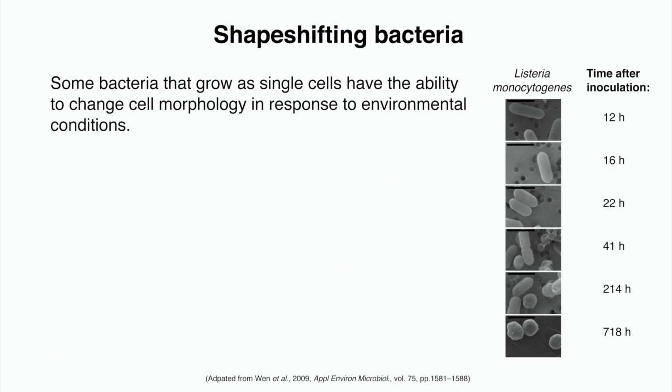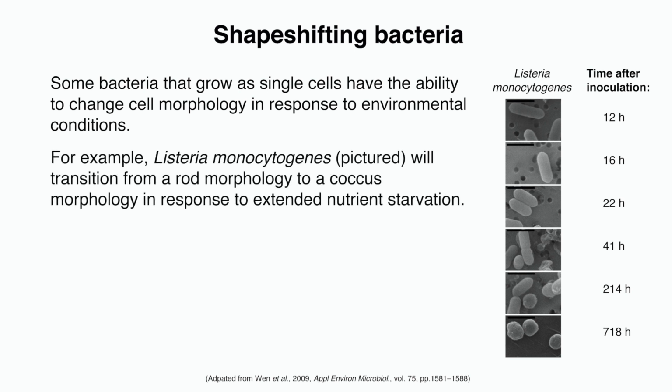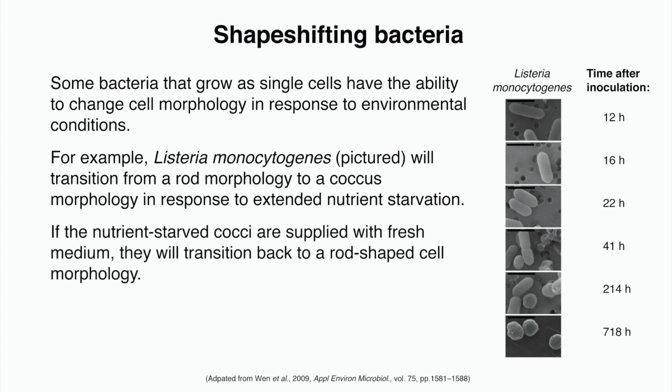Some bacteria that grow as single cells have the ability to change cell morphology in response to environmental conditions. For example, Listeria monocytogenes will transition from a rod morphology to a coccus morphology in response to extended nutrient starvation. If the nutrient-starved cocci are supplied with fresh medium, they will transition back to a rod-shaped cell morphology.